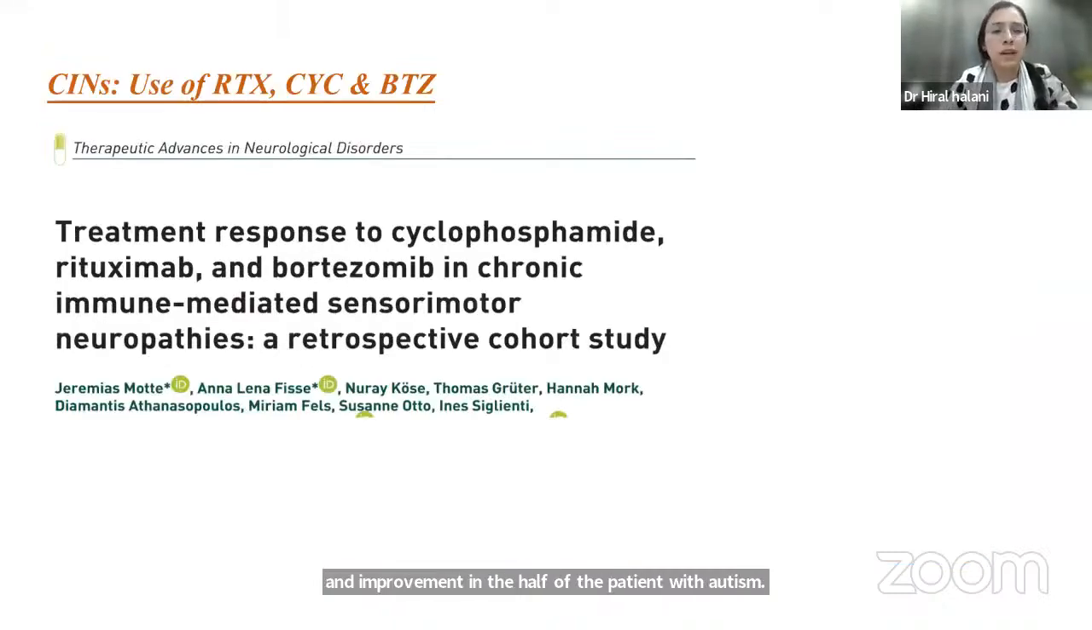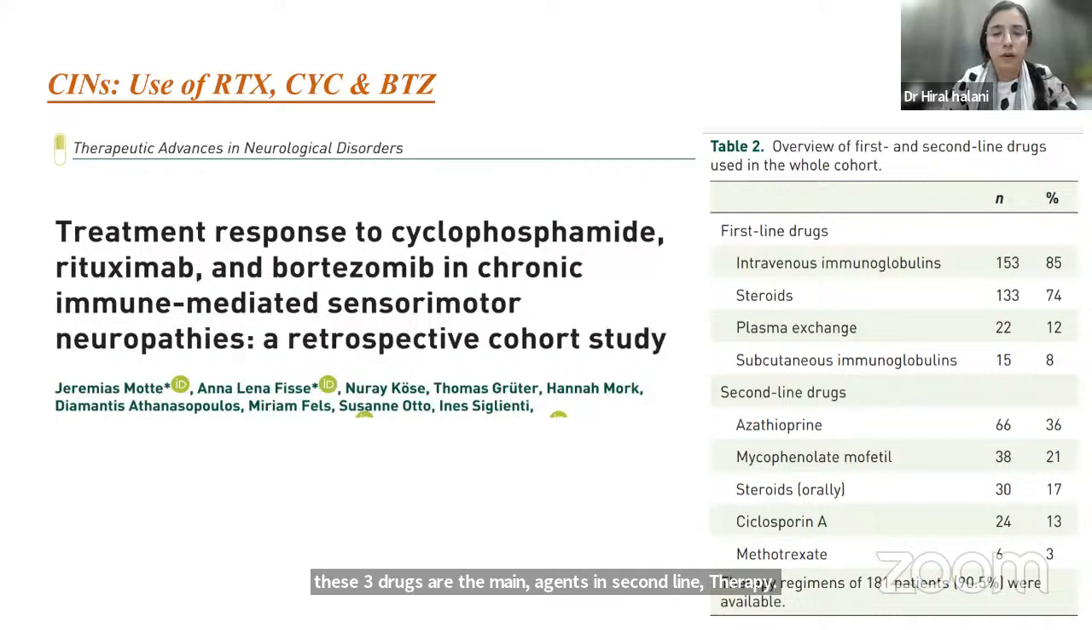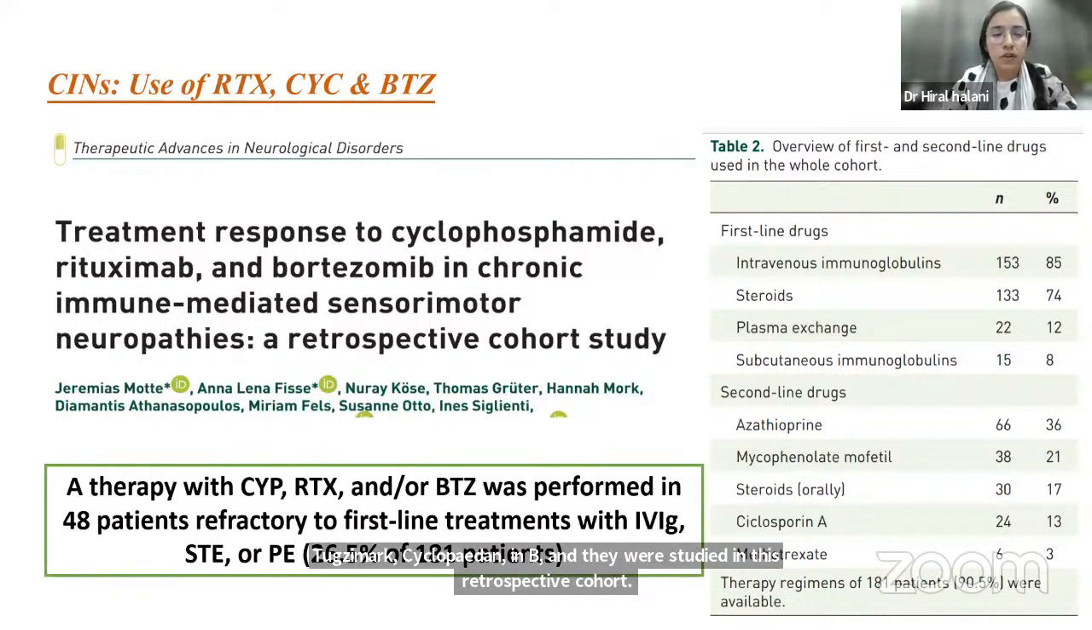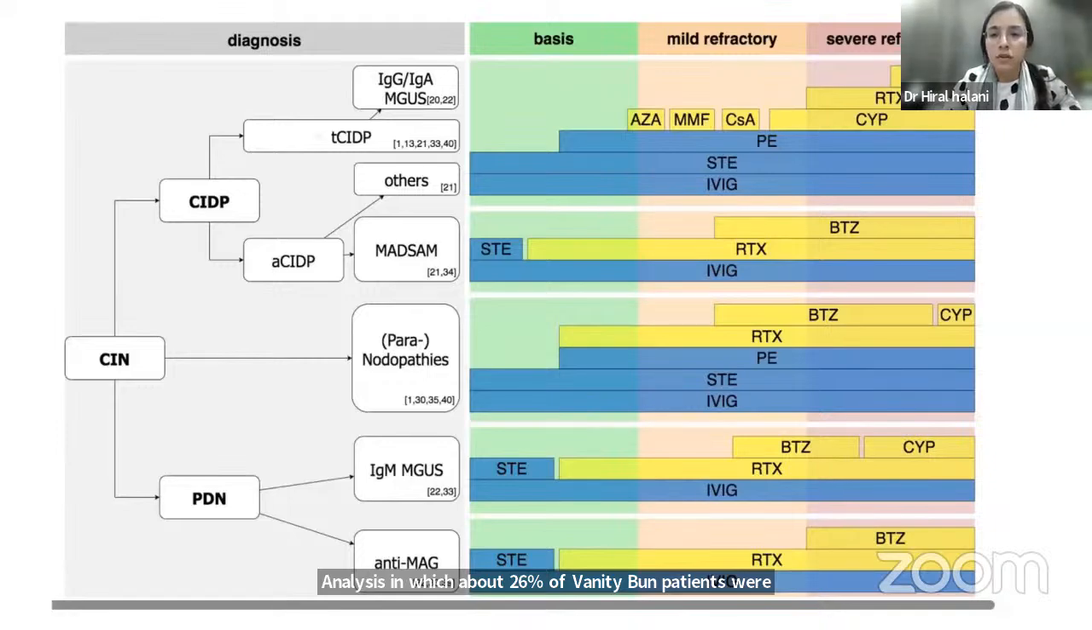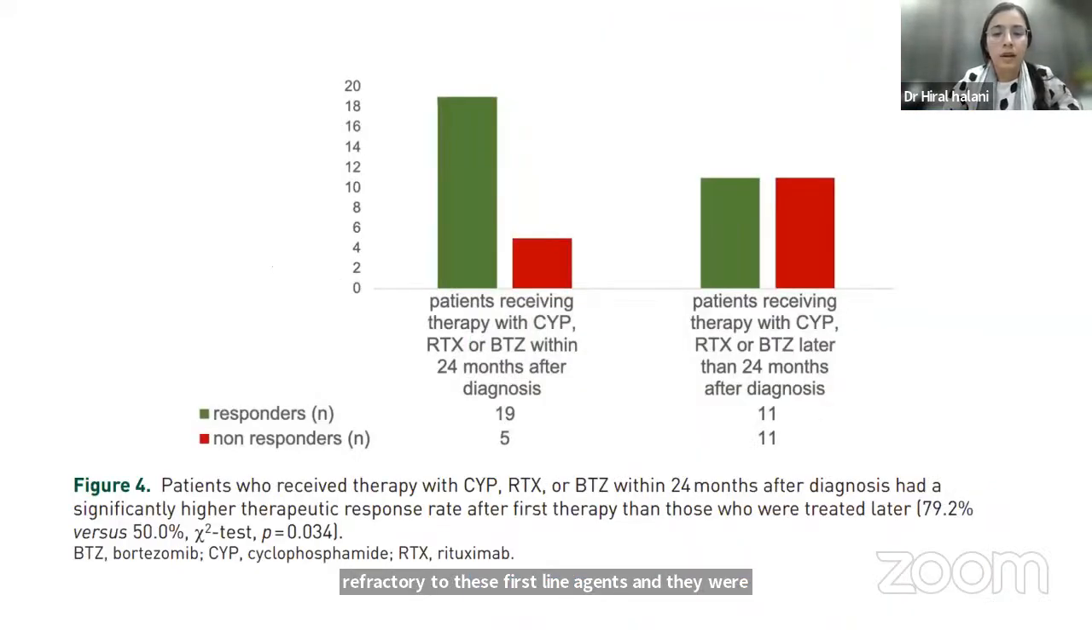So these 3 drugs are the main agents in second line therapy: rituximab, cyclophosphamide, and bortezomib, and they were studied in this retrospective cohort analysis, in which about 26% of 181 patients were refractory to first-line agents, and they were given these 3 drugs in different combinations. What they noticed was that whenever these 3 drugs were used within 24 months after the diagnosis, the response rate was much better compared to when they were used more than 2 years after the diagnosis. So they should be used within the first 2 years.